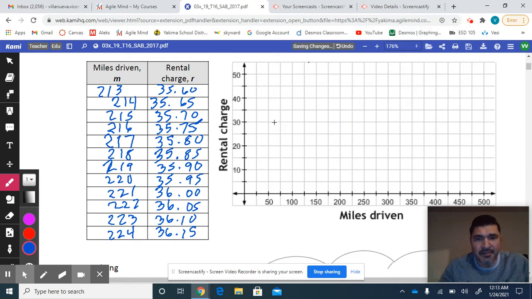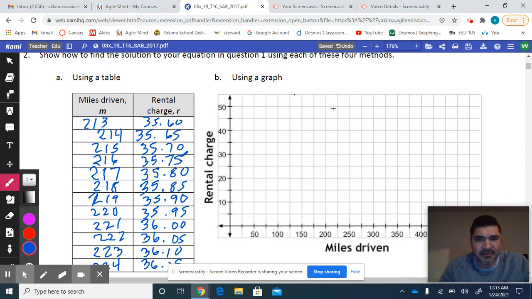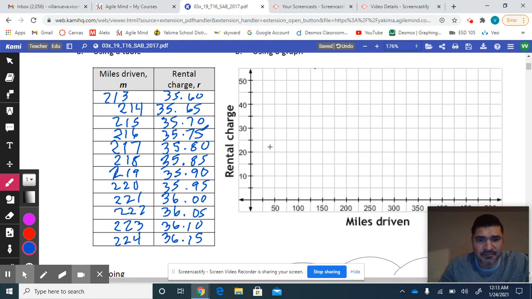Okay, so now we need to use a graph. Without driving any miles at all, we know that it's going to cost $24.95. So if we look at our graph here, this is at 0 miles, right? At 0 miles, they're going to charge us $24.95. Well, here's 20, 30, this is 24. So it's just going to be just barely below 25.